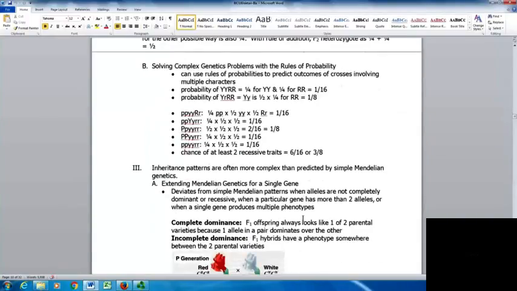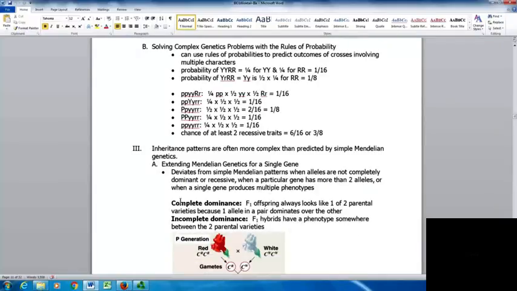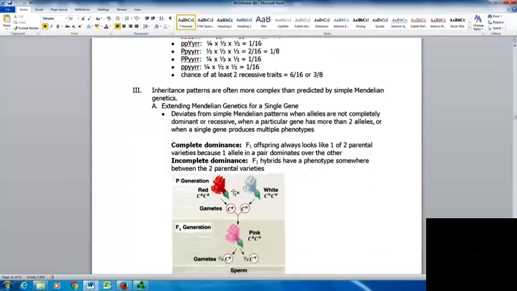Sometimes the inheritance patterns are a little bit more complex than what is predicted by simple Mendelian genetics. Some traits are not going to be completely dominant or recessive. When a gene has more than 2 alleles, or when a single gene produces multiple phenotypes, it won't necessarily fit into this picture. If we look at complete dominance, that's what we've seen with the dominant or recessive relationships.